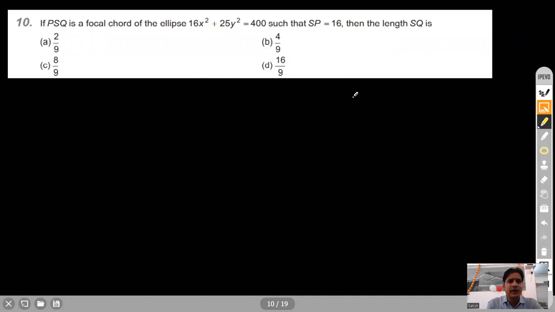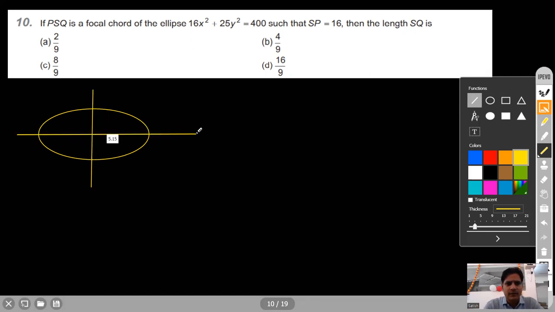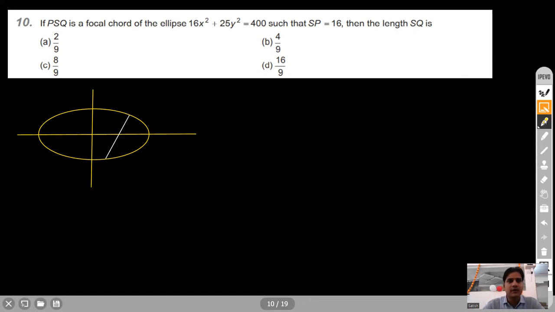It is saying, if PSQ is a focal chord of the ellipse 16x square plus 25y square equal to 400, such that SP is equal to 16, then find the length of SQ. So basically it is asking the length of the segments of the focal chord. For better understanding, let me draw this ellipse, and I will draw the axis also for this ellipse. Let me draw one focal chord. So I'm drawing this focal chord PQ. So what does this focal chord mean? It means this PQ will pass through one of the foci of this ellipse.